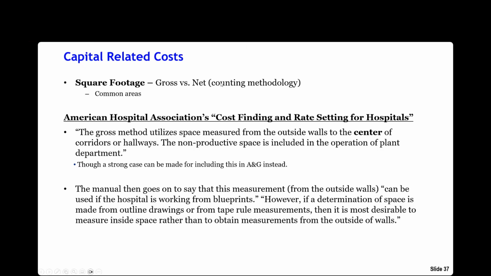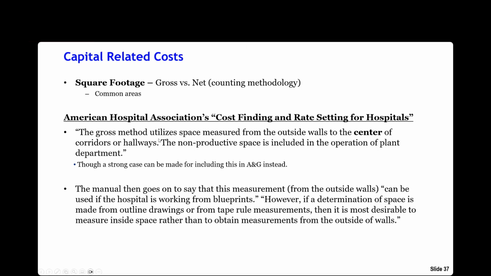So let's see. The other big one here is gross versus net. Now, this is for how you count square footage. Of course, anything capital related, anything cost related, definitely impacts a CAH more than any other hospital. But again, the underlying data is important. So gross, and this information, by the way, comes from a very old AHA cost manual. It really hasn't been addressed since then, but it does a great job of going into the accounting details of it. So these are two methods you can use to determine how you count square footage.